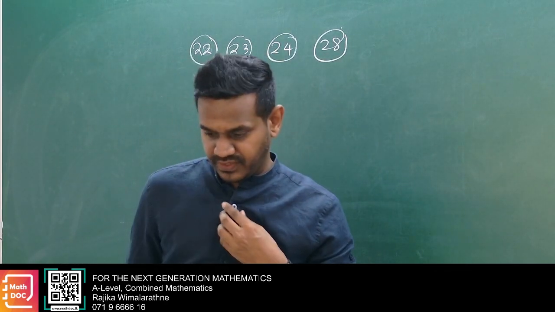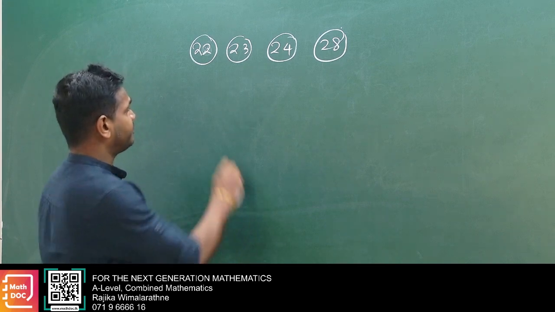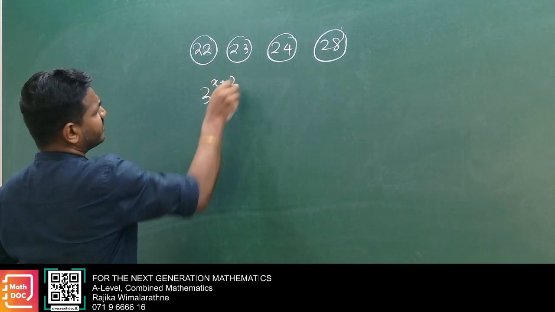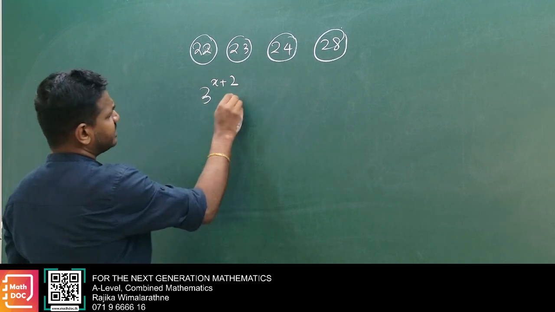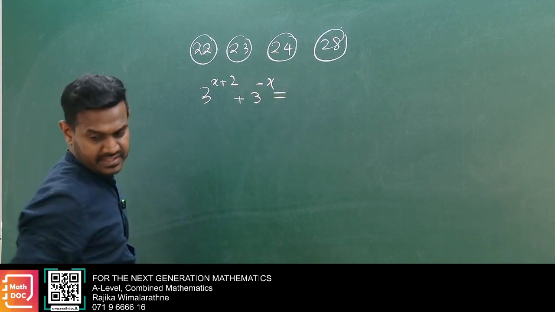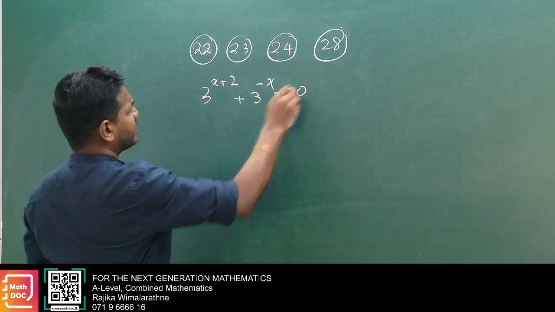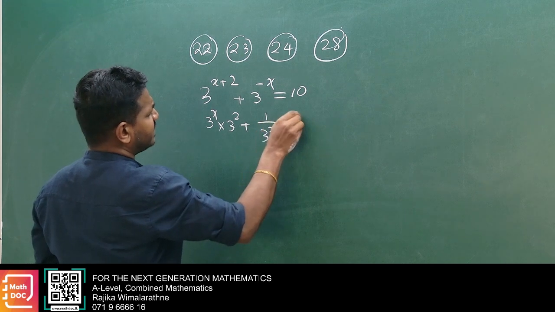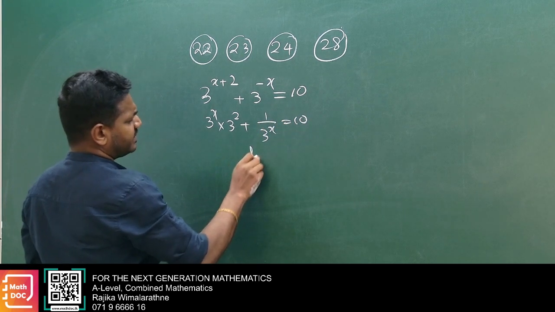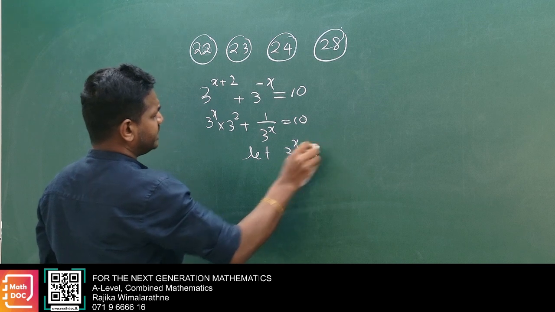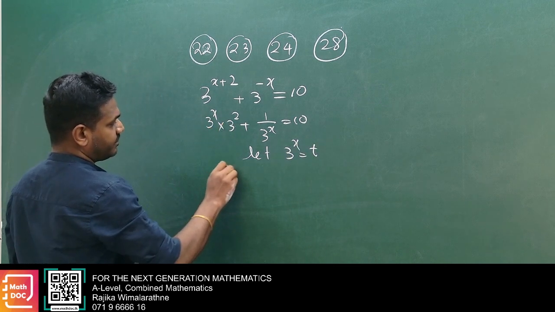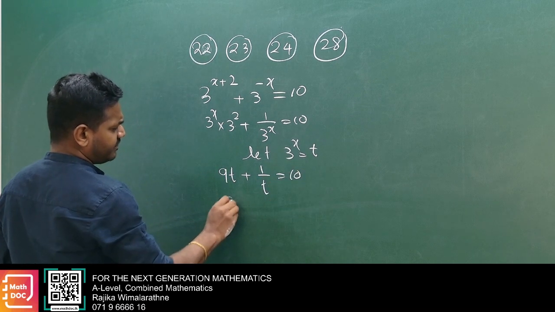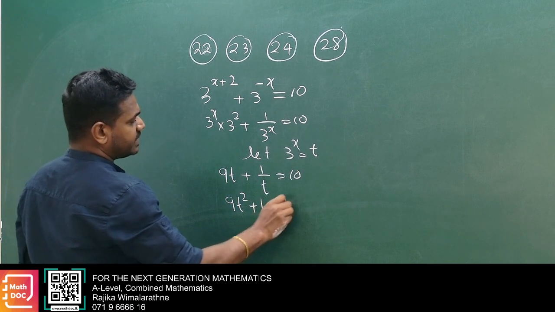Okay, question 22. Check your answers. 3 to the power x plus 2 plus 3 to the power minus x equals 10. Then 3 to the power x times 3 squared, plus 1 over 3 to the power x, equals 10. Let 3 to the power x equal t. Here 9t plus 1 over t equals 10. Then multiply by t: 9t squared plus 1 equals 10t.